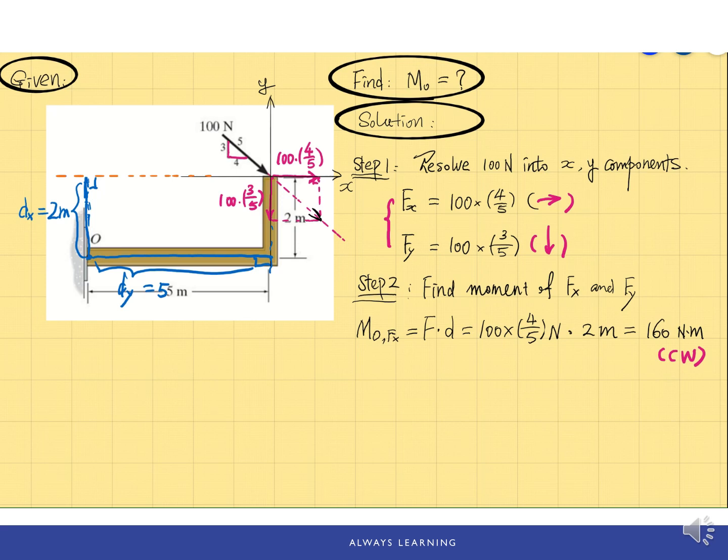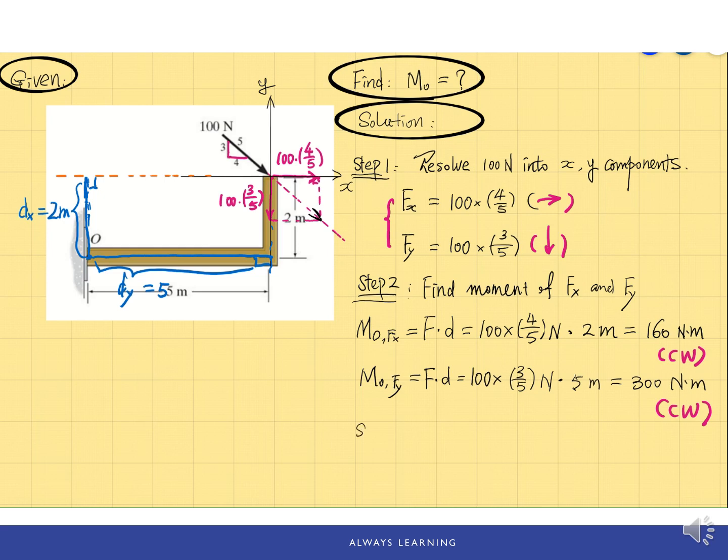So same idea, we're going to calculate the moment of Fy about point O. And this time the F equals 100 times 3/5 Newton, and the moment arm is 5 meter. So you have 60 times 5, which will be 300 Newton meter. And again, check with the right-hand rule, the rotation direction caused by Fy is also clockwise.